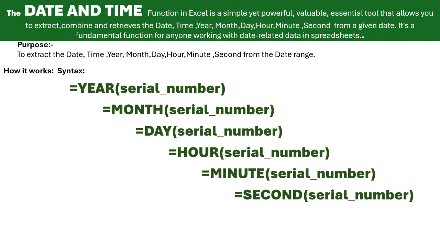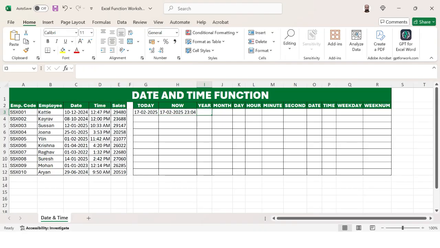So first let's understand the YEAR function, and then MONTH, and then DAY, and then HOUR, and then MINUTE, and then SECOND. These functions are simple ways to extract the year, month, day, hour, minute, and seconds from the date range. So let's understand practically.